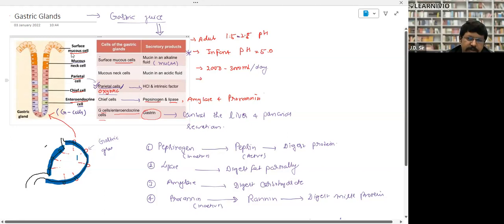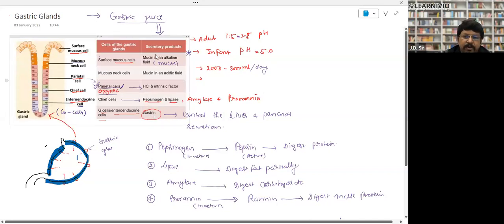On the surface, the mucus cells secrete the mucus, right? And there are parietal cells. There are some chief cells, right? And there are G cells. They are called enteroendocrine cells. So the surface mucus cells secrete mucus. Parietal cells are also known as the oxyntic cells. They secrete HCl. Chief cells secrete pepsinogen and lipase, and G cells or enteroendocrine cells secrete gastrin, right?